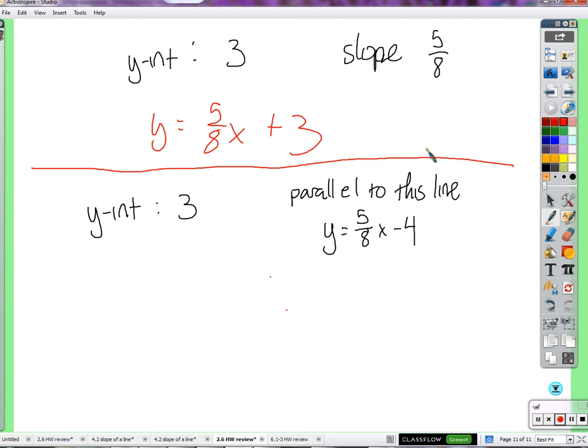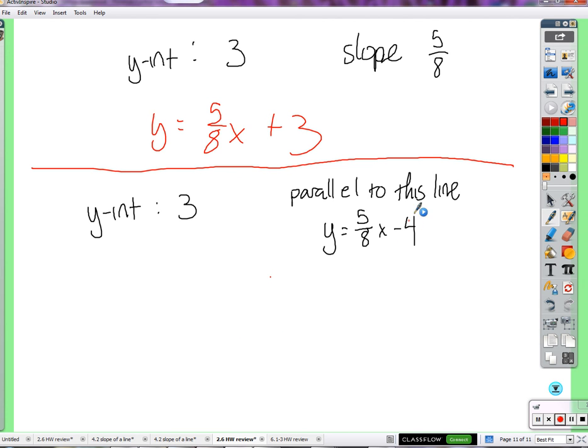So what if I told you that there was some line and its y-intercept is 3, and it's parallel to this line that has an equation y = 5/8 x - 4? And that means that 3 equals 5/8 x minus 4. Oh, so 3 equals y.